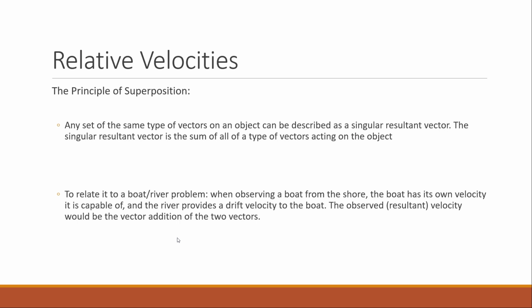So if I were to relate this to a boat and river problem, when you're observing a boat from the shore, the boat has its own velocity that it's capable of, so there'd be a boat velocity. But the river provides its own velocity that it would drift the boat along. So there are two velocities on this boat at the same time from the perspective of a person on the shore. The result of these velocities would be the simple addition of these two vectors.